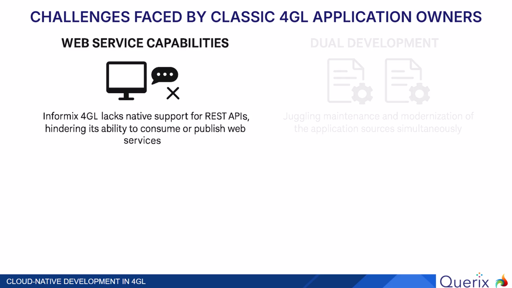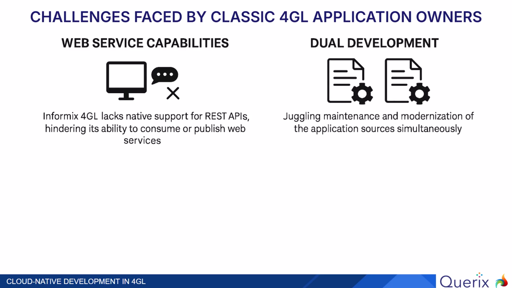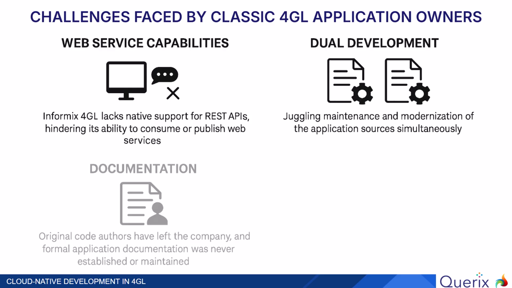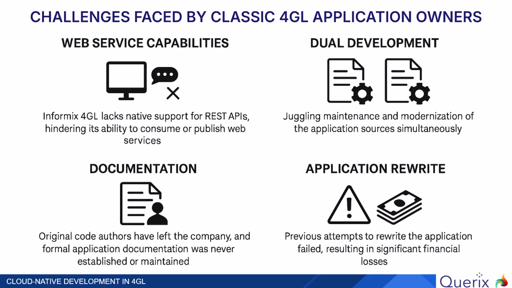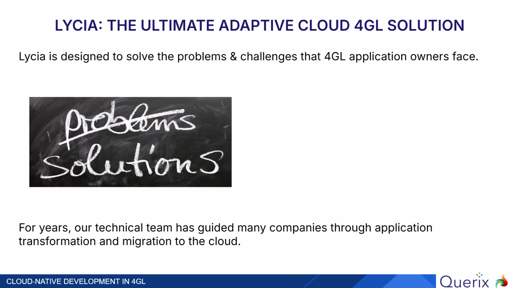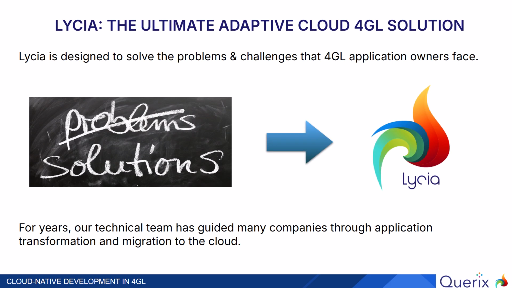For classic 4GL, there's a constant need to juggle maintenance and modernization. Also, there may be a gap in documentation efforts if the documentation has not been established or properly maintained. And, finally, some of you may have tried to fully rewrite the applications and faced difficulties that made you decide against rewriting attempts. Here is where Lycia can help resolve all of these issues while keeping your business logic, modernize your apps without a significant code rewriting, and facilitate the success of your products considering the present-day market demands.